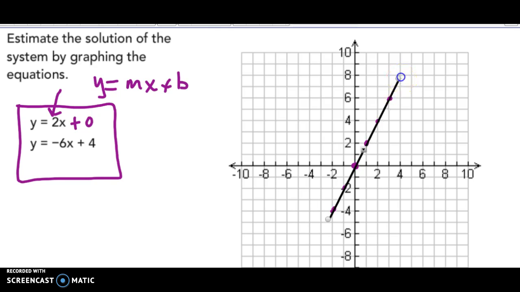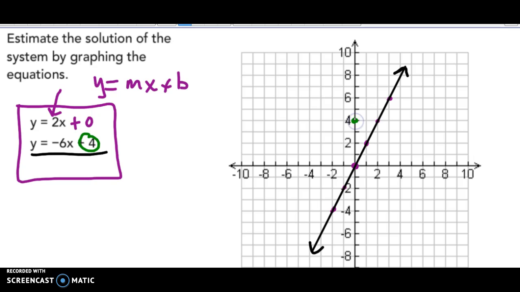All right, and then I can graph my line. There we go. Now let's look at my second equation. y equals -6x plus 4. I'm going to start at my y-intercept, which is positive 4.